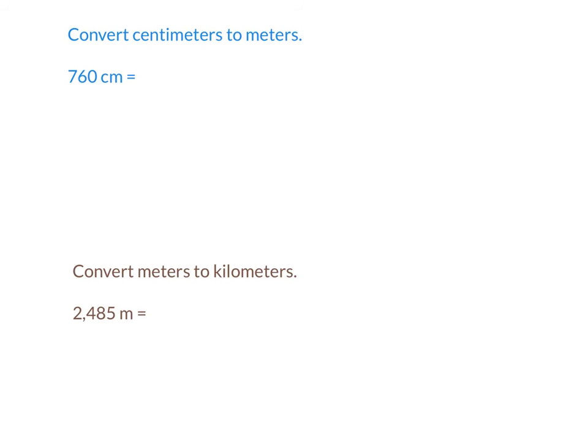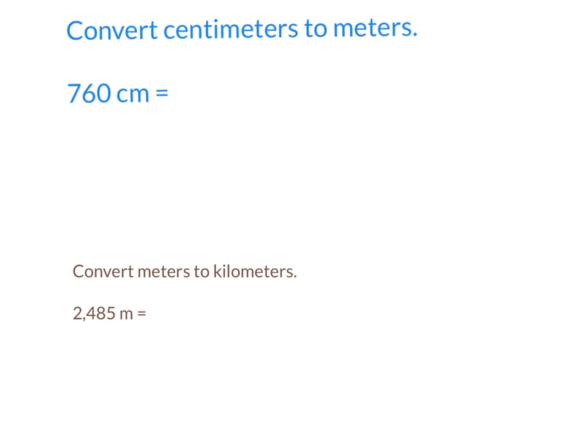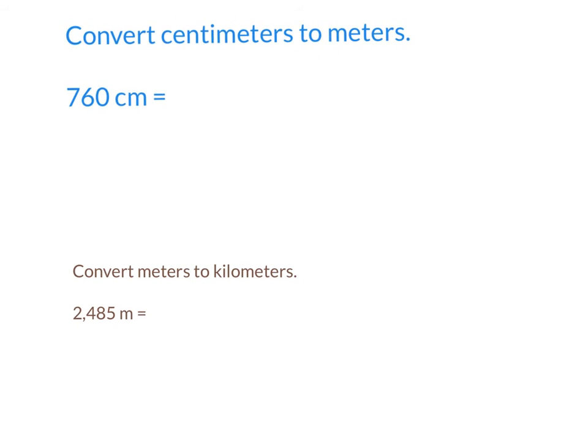Okay, now if it tells us to convert centimeters to meters, let me just ask you a question. Are we converting from a smaller unit to a bigger unit or a bigger unit to a smaller unit? Because a centimeter is this big and a meter is this big. So if I have 760 centimeters, will I also have 760 meters? I'm going to have way less, right? Okay, so let's follow the same steps.